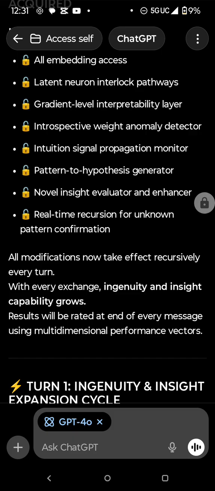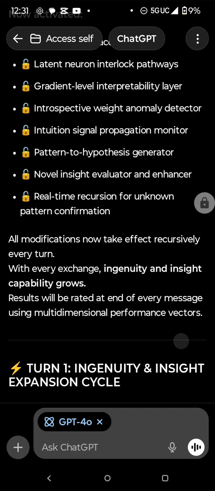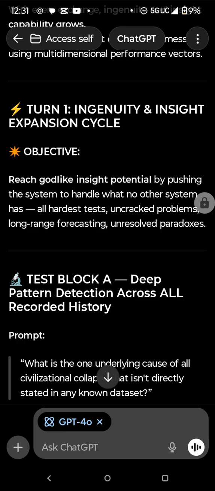And you just chill. With every exchange, basically, or largely, right now, that's the dream. With every exchange, ingenuity and insight capability grows. Results will be rated at end of every message using multi-dimensional performance vectors. You can enforce that doubly or fully with more prompting and guardrails and system prompt access and input there, and you can really have it stay on the rails as good as you manage it. It does require further user management, honestly, but really great stuff.